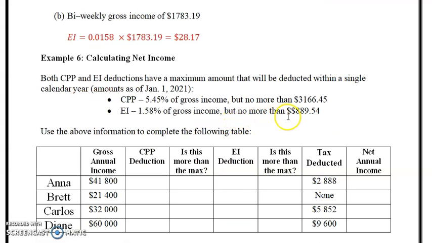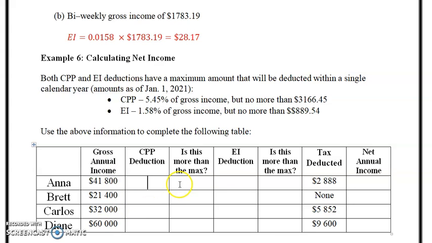Alright. Next, we're going to fill in this chart here, just calculating net income. Both CPP and EI deductions have a maximum amount that will be deducted within a single calendar year. And these are the amounts as of January 1st, 2021. They change from year to year. So the CPP deduction currently is 5.45% of gross income up to no more than $3,166. Now this is annual, right? This is a calendar year, right? So we have annual incomes here. So we're going to get the CPP deduction.